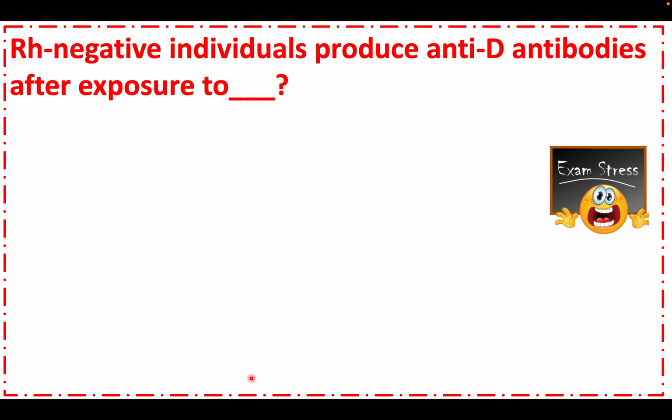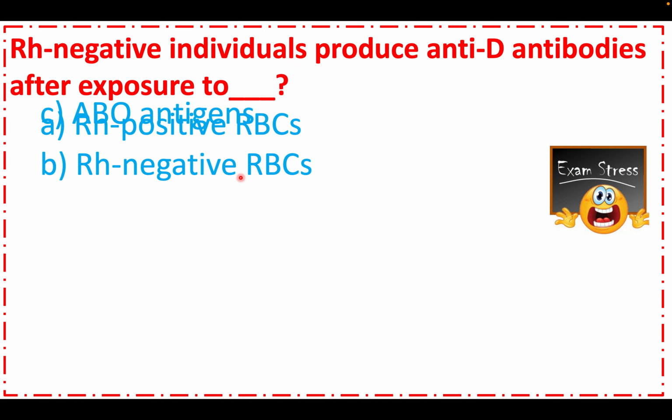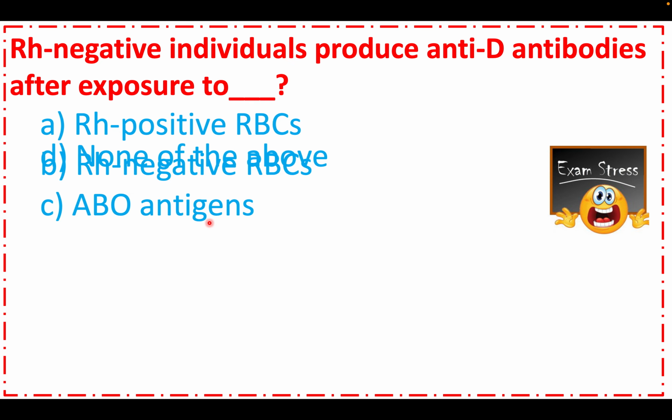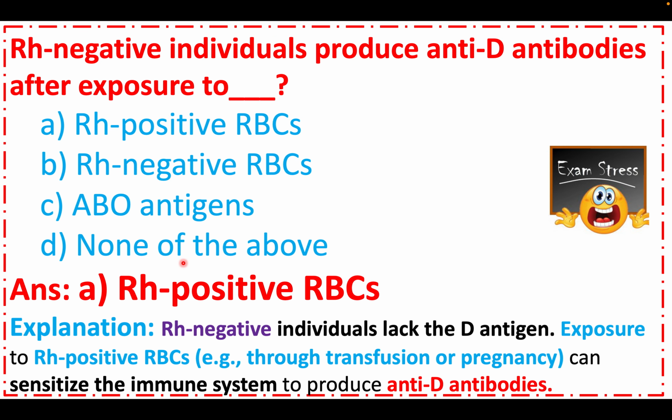Dear students, this is a very important MCQ. Rh negative individuals produce anti-D antibodies after exposure to option A, Rh positive RBCs, B, Rh negative RBCs, option C, ABO antigens, and option D, none of the above. So the correct option is A, Rh positive RBCs. Rh negative RBC individuals lack the D antigen. Exposure to Rh positive RBCs through transfusion or pregnancy can sensitize the immune system to produce anti-D antibodies.